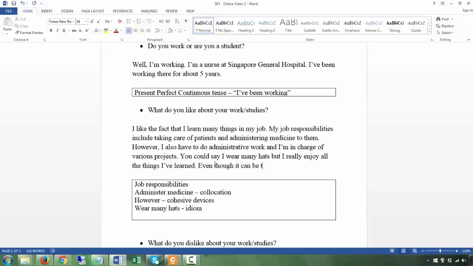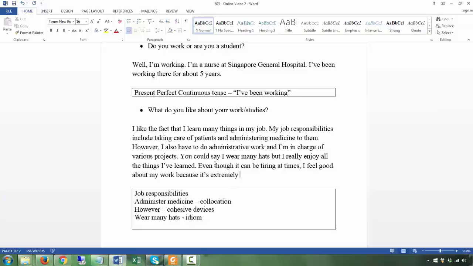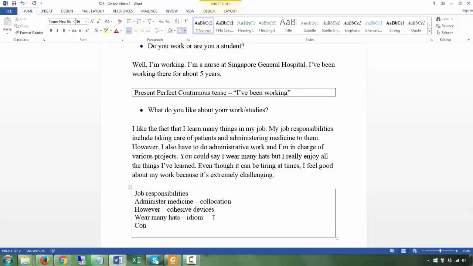Even though it can be tiring at times, I feel good about my work because it's extremely challenging. Now here I'm using what you call a concession. We've used a few concessions already, but especially when you use even though, although, in spite of, despite, they are used differently. In spite of and despite are prepositions, while even though and although you use as conjunctions. But it's a concession, which means there's an unexpected result. So you're saying even though it can be tiring at times, because when it's tiring you expect a person not to like their job, but he or she says, I feel good about my work because it's extremely challenging. So that is a concession.